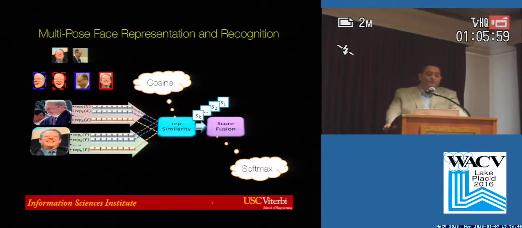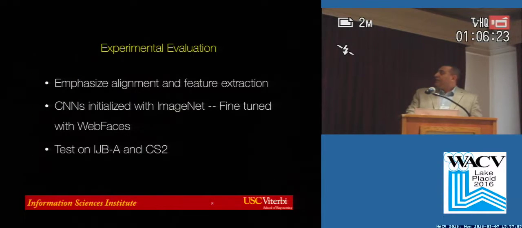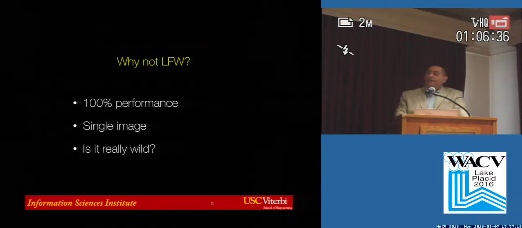The top left shows two input images for an unknown subject. We use these two input images as real input images to our system, and we render what we don't see. Each image is fed into its own CNN pipeline to extract features, and then we perform score fusion. We decided to focus on alignment and feature extraction because we think these are the most important steps for face recognition. And we tested on the IJB-A dataset, NIST's IJB-A dataset.